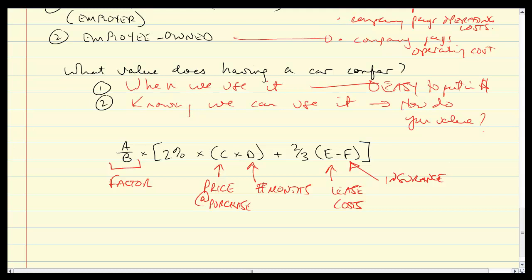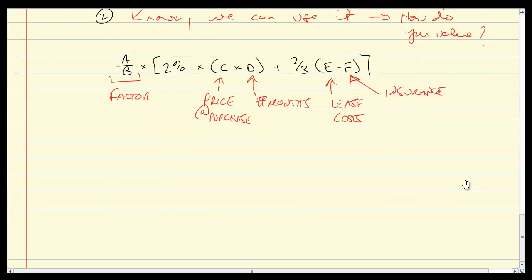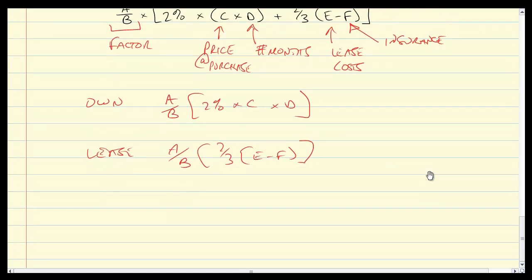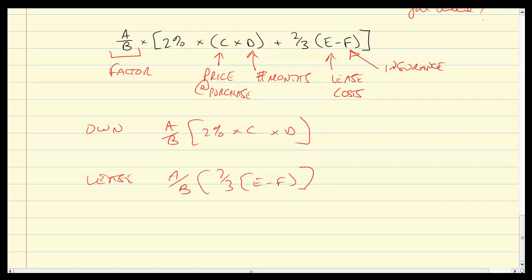Okay? So it's really actually two different formulas. If you own it, the formula is A over B times 2% of C times D. And if you lease it, it's A over B times 2/3 of E minus F. Okay, so it's not all that complicated. So what about this factor? This factor, A over B, is income tax-ish, but not too bad. So let's see if we can get our heads around this.